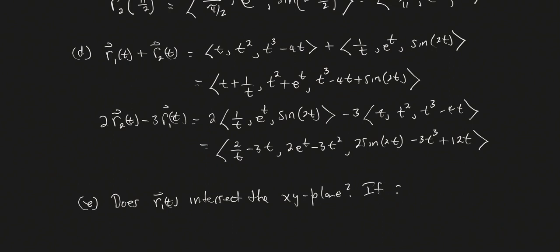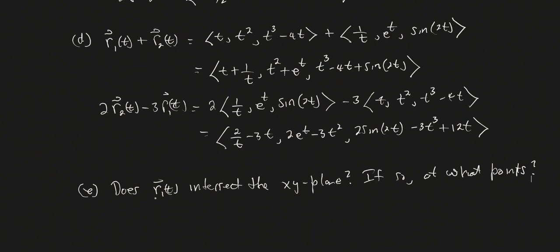If so, at what points? My stylus is acting up, so at what points? All right. So r1, in fact, yeah. So here, let me write it. So I'm going to write r1 in parametric form, right? So in parametric form, so let's write that down. The parametric form.